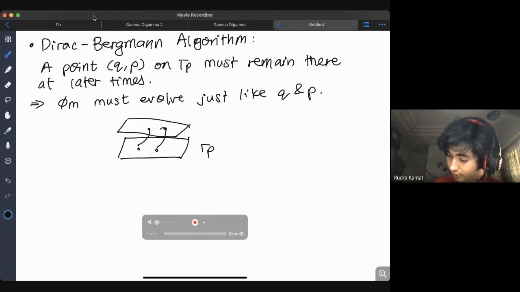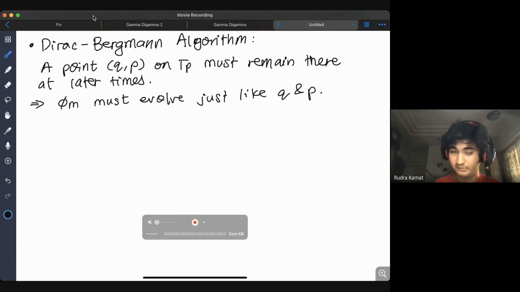So then this is the constraint, the primary constraint plane. This is phi m at some later time equals 0. If it evolves the same way as those q comma p points, that's when the points are still going to remain in gamma sub p. That's a small rough sketch of why we should do something like this. So phi m dot must evolve just like q and p, which means it needs to satisfy the time evolution equation, otherwise it won't evolve quite the same way.